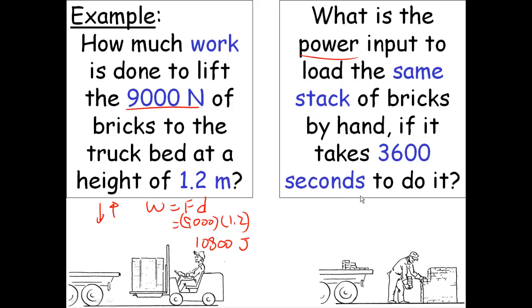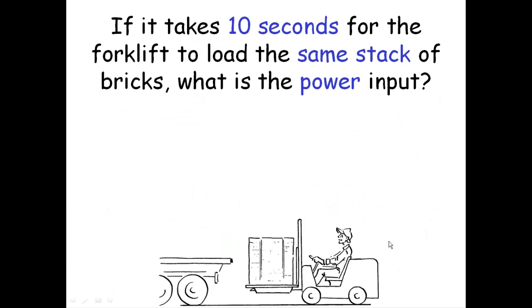In the other case, we're asking for power. So it's that same stack of bricks. We know that power is the amount of work you do in a given amount of time, the rate at which the work is done. We know it takes 10,800 joules of work, and we can do it in 3,600 seconds, and therefore that comes out to 3 watts. But what if we can do that same stack in 10 seconds? A significantly less amount of time.